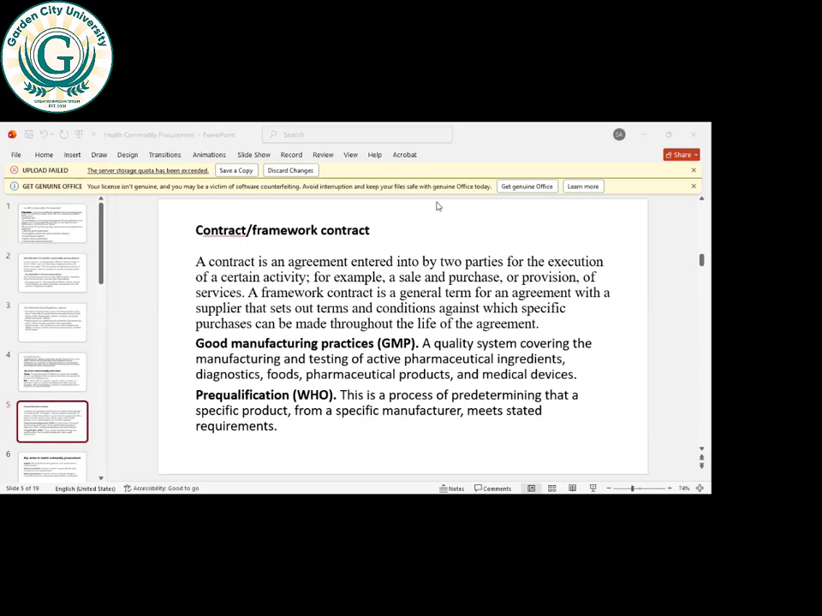Then the next one is good manufacturing practices. It's another term that we will see.